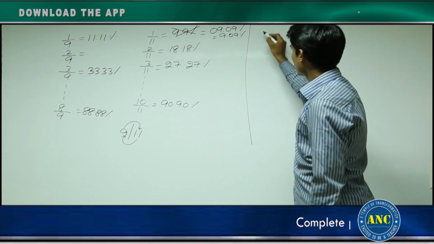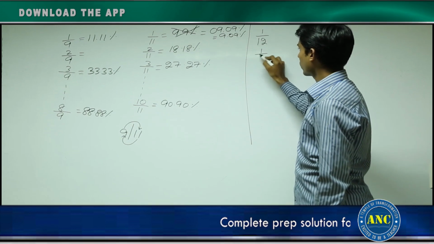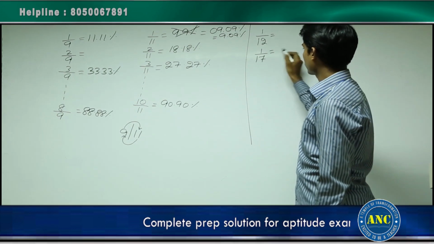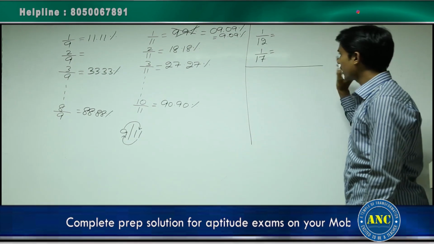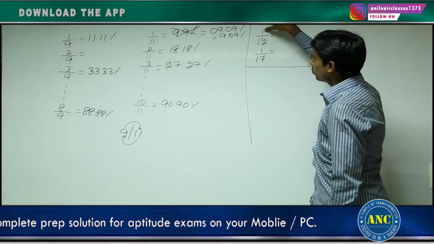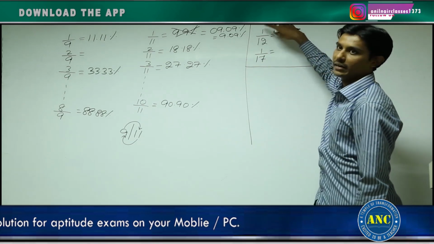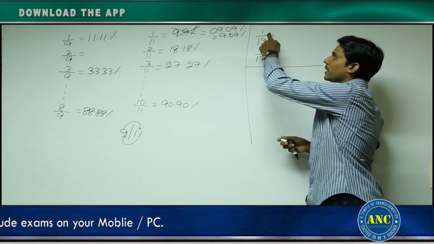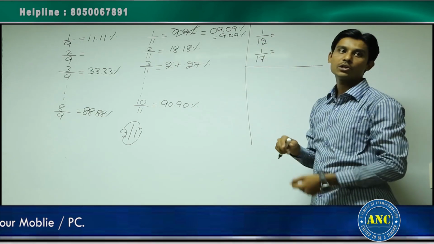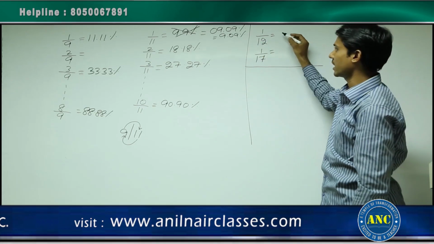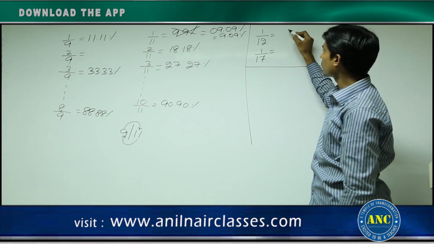See here. Listen to this. Suppose 1 by 12 and 1 by 17. These both will have the same logic. This is 1 by 12. Assume this as 100. 100 by 12. How many times will 12 go in 100? 8 times. 12 into 8 is 96. It will go 8 times.